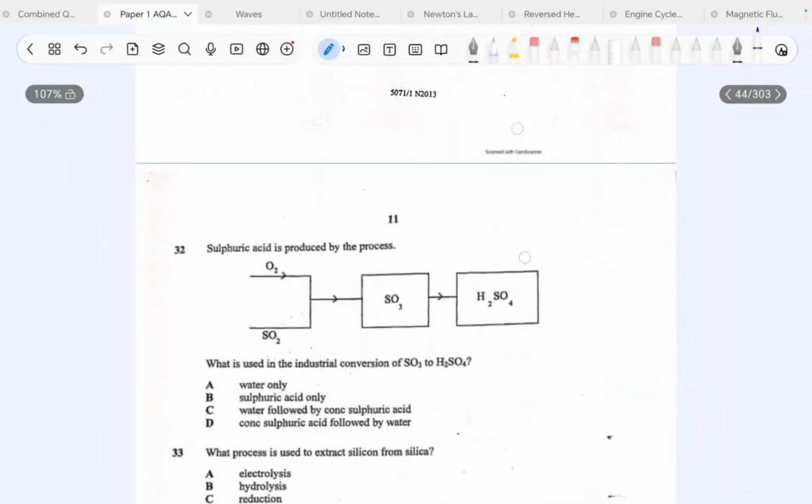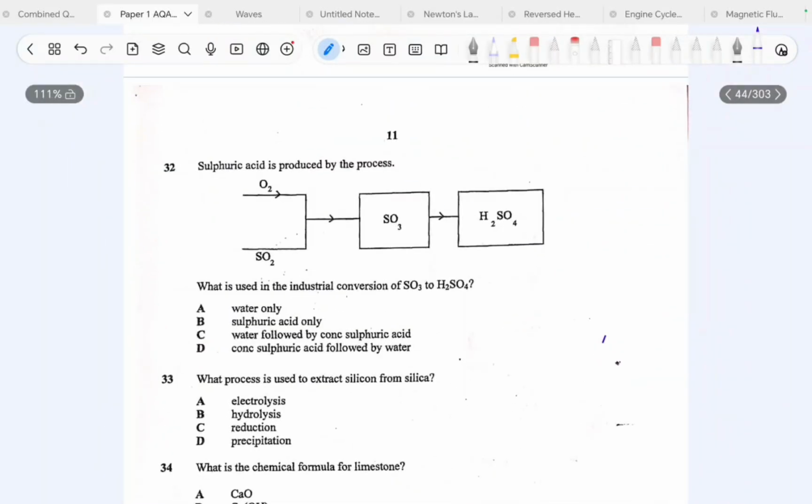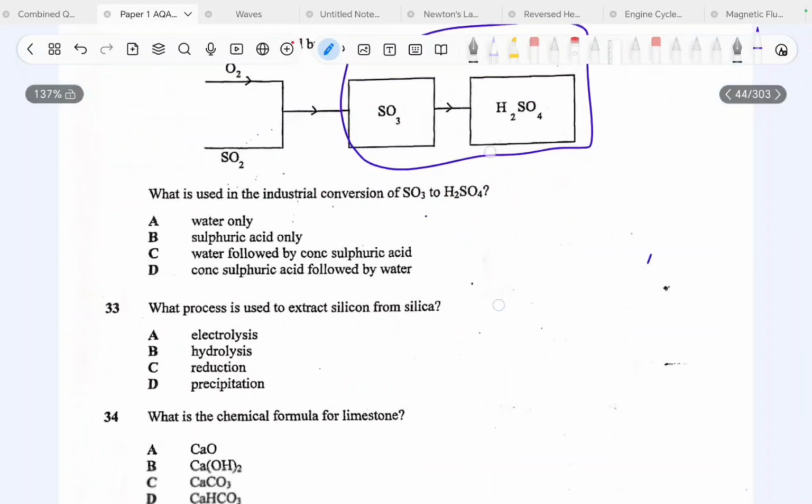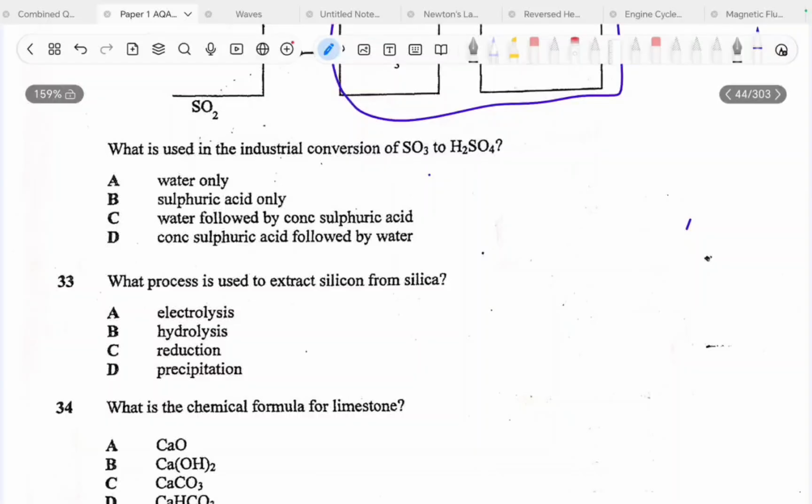Ooh, the contact process. Let's go. Which one is used in the industrial conversion of SO3 to H2SO4? Okay, so we're looking at this part. Is it water only? No, it can't be water only, because when you pour water into SO3, it's a very vigorous and dangerous reaction. So you can't do this one. Sulfuric acid only.